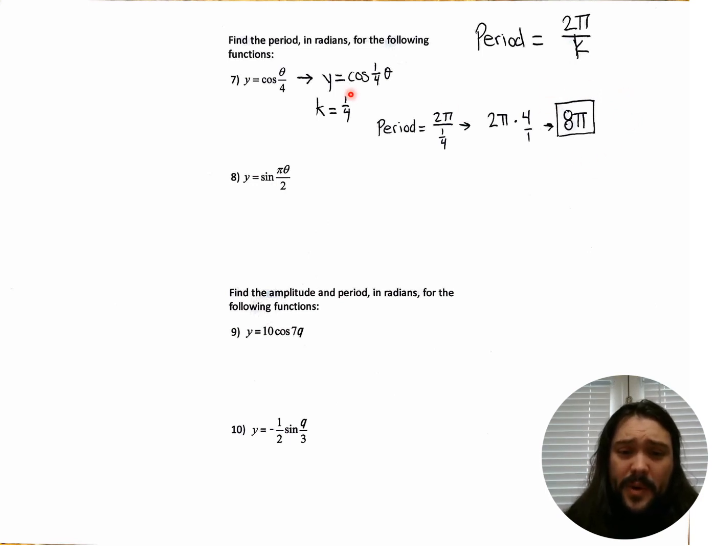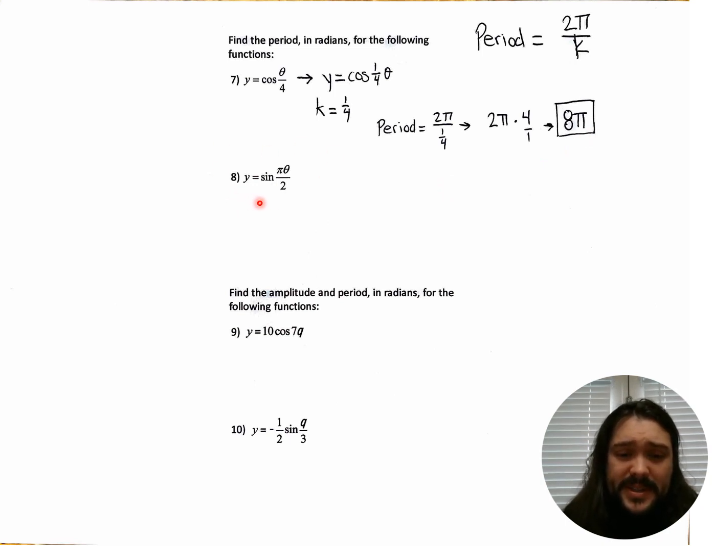So when we're dividing the angle we're plugging in by 1/4, what we're doing is actually making the period 4 times longer. It takes 4 times as long for that function to make a complete cycle, to go one complete period. So from 2 pi all the way to 8 pi. Let's look at number 8.